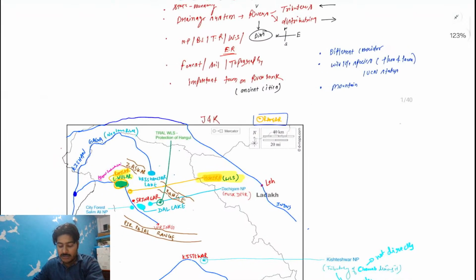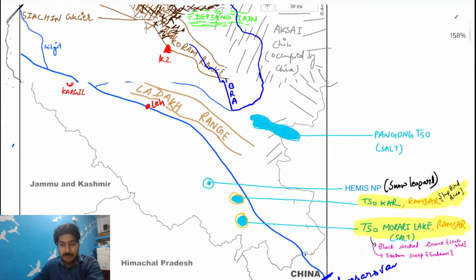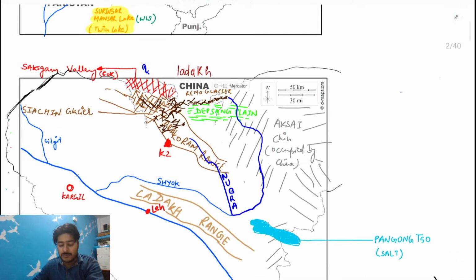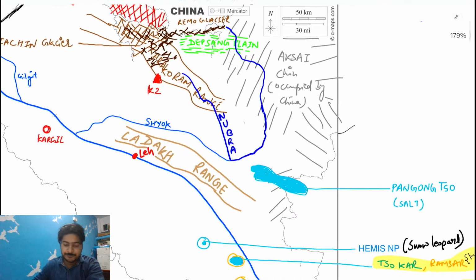Now, this is about the JNK, and now we are moving to the region of Ladakh. Ladakh में भी कई सारी चीजें बात कर चुके हैं, ठीक है ना? And in Ladakh, one lake I talked about, this Pangongso Lake. Earlier I have also talked about this Pangongso Lake.